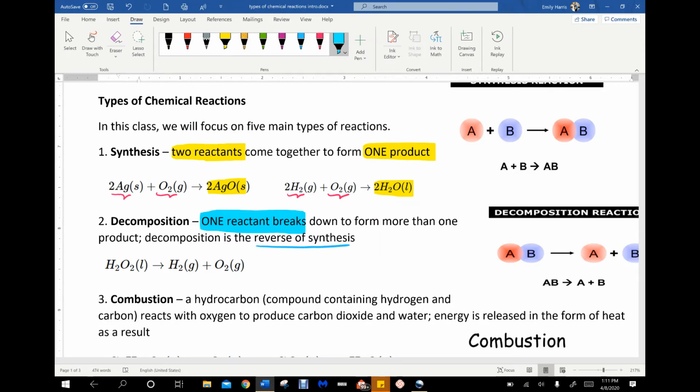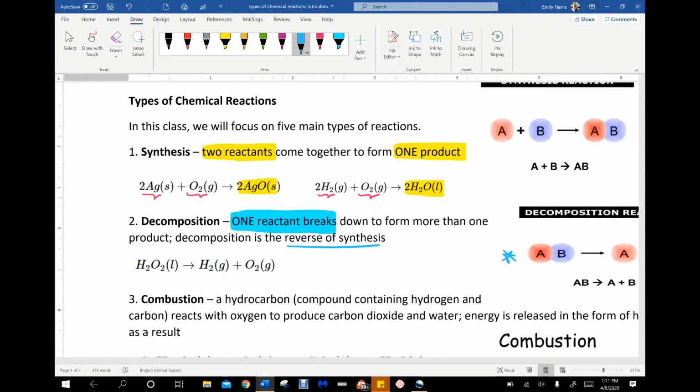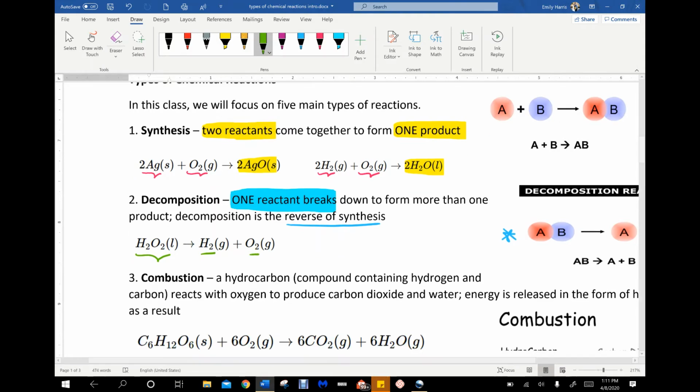So again, this is the reverse of synthesis. Synthesis is coming together. Decomposition is taking one thing and breaking it apart into more than one. So in our example, AB is being broken down into A and B. All right. And so for our reaction example, we've got hydrogen peroxide being broken back into its elements, hydrogen and oxygen. All right, let's keep going.